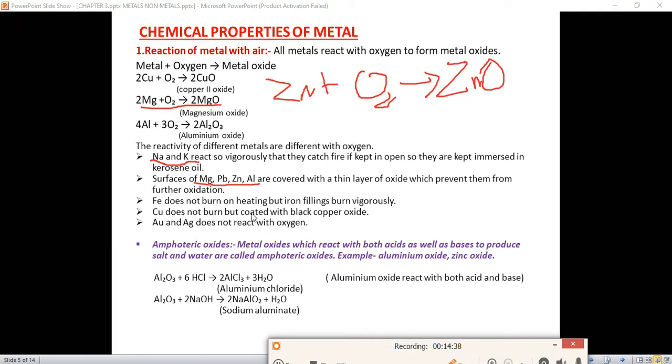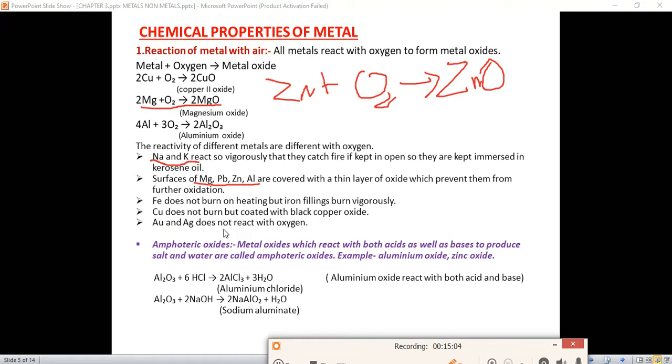Iron does not burn on heating, but iron filings burn vigorously. Okay, the metal iron will not burn on heating, but if we take iron filings, it will burn vigorously. Copper does not burn, but gets coated with black copper oxide. Copper vessels and copper wire we have seen will not burn, but they get coated with a covering of black copper oxide.